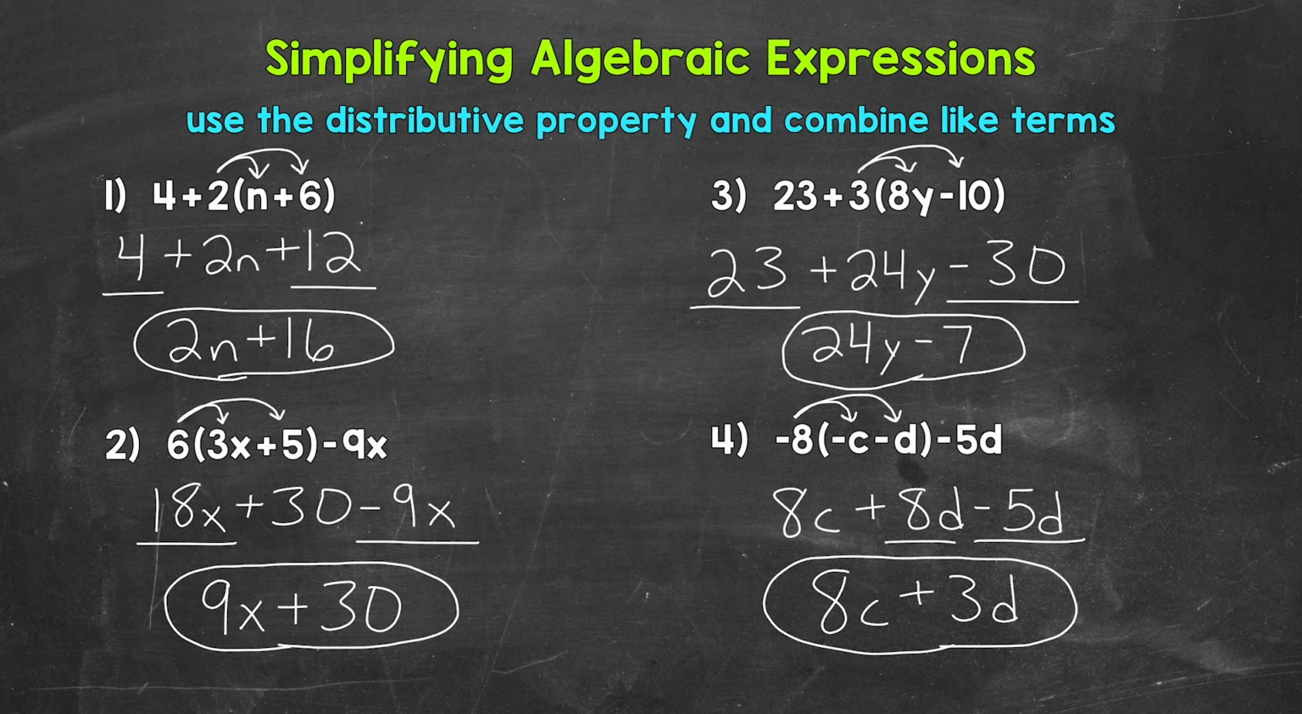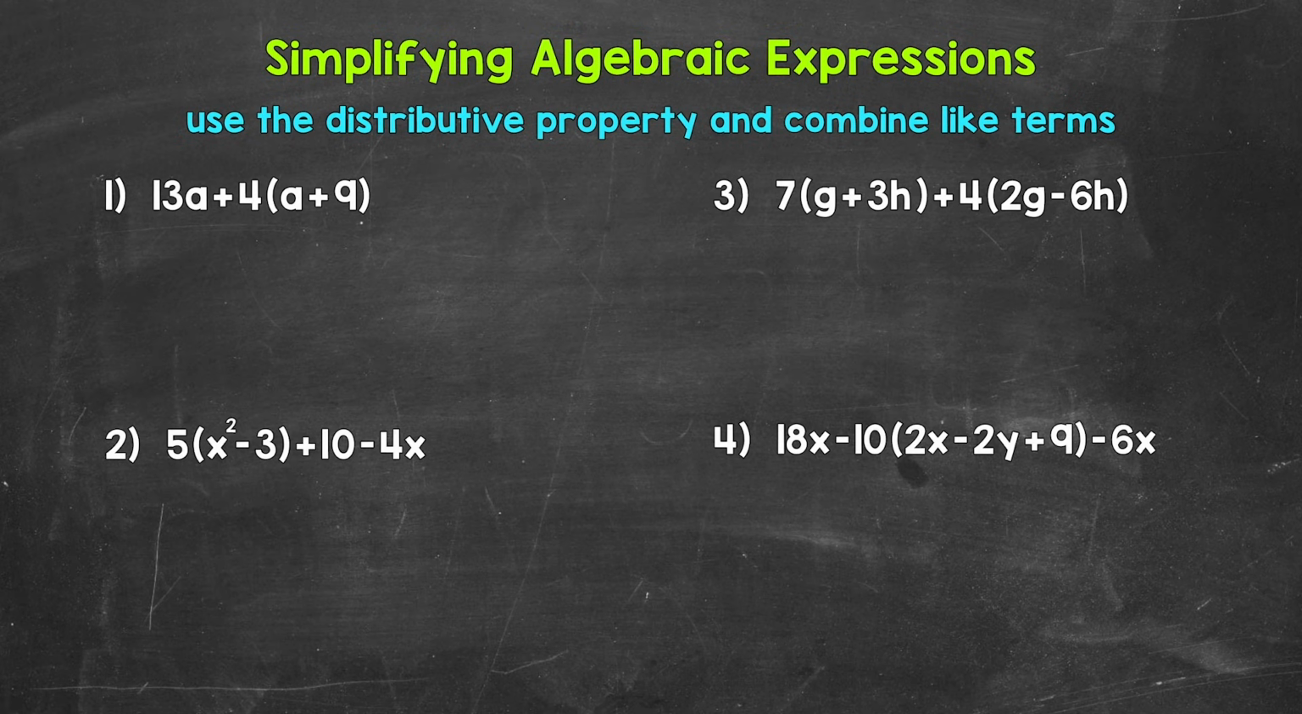So there's how to use the distributive property and combining like terms to simplify an algebraic expression. Let's take a look at 4 more examples, and these will get a little more complex. Here are 4 more algebraic expressions that we need to simplify using the distributive property and combining like terms. These will get a little more complex than the previous 4 examples. Let's jump into number 1, where we have 13a plus 4, and then in parentheses a plus 9.